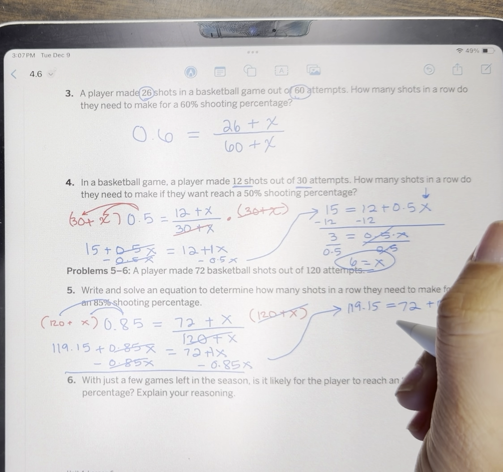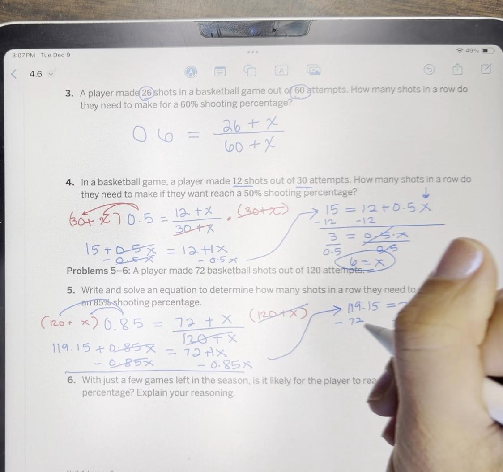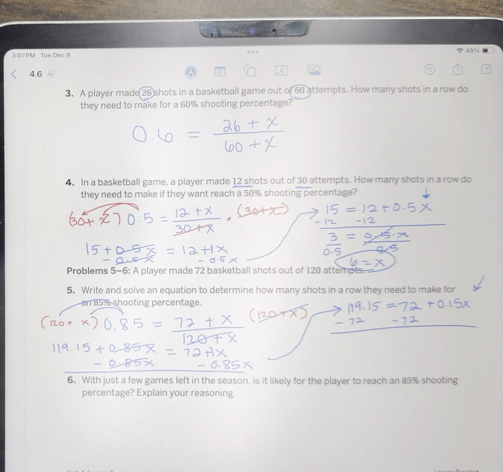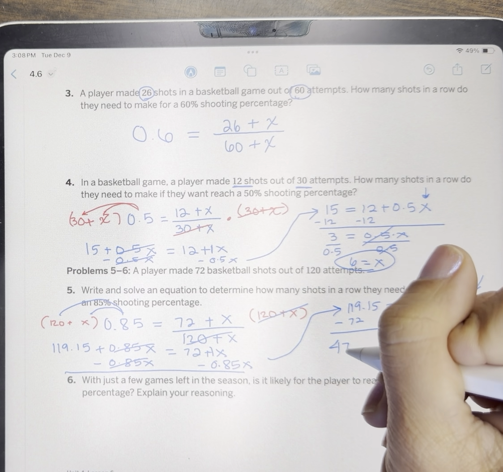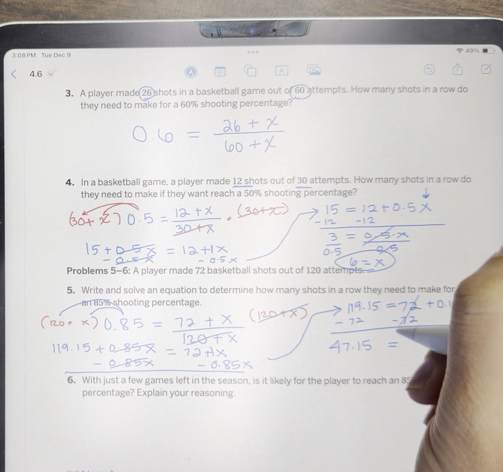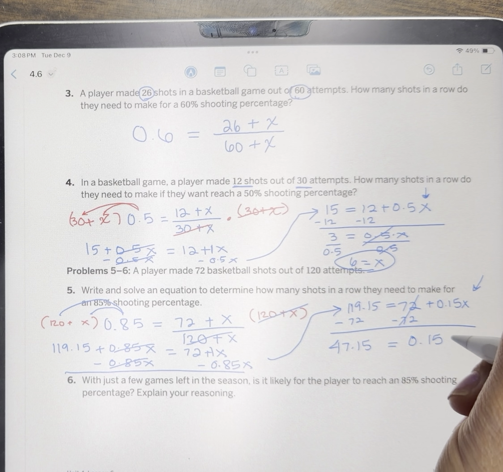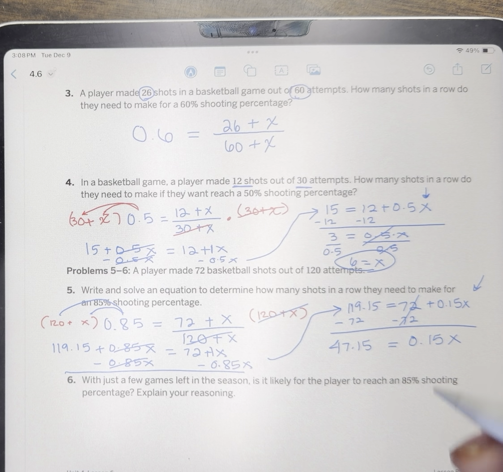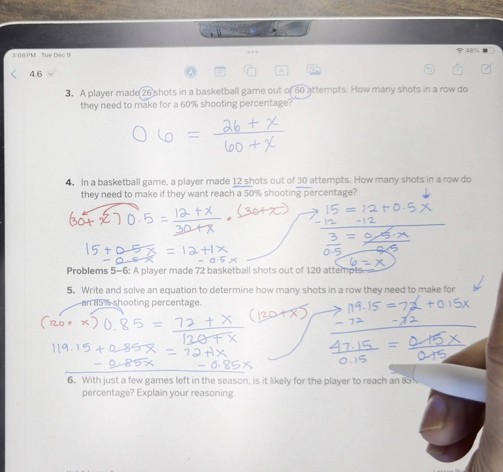Now just isolate that x, so move the 72. And that's 47.15. It's probably a good idea to have a calculator handy now, guys. And then now the 0.15 with an x right after it, no operation given, means divide. Cancels, cancels, x equals, ooh, I got 314.3.